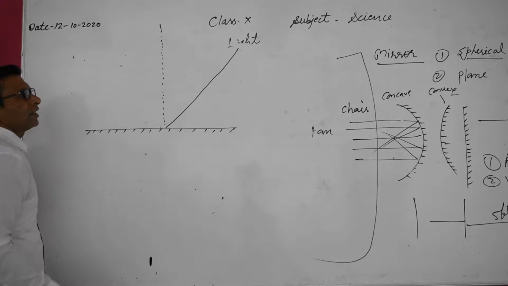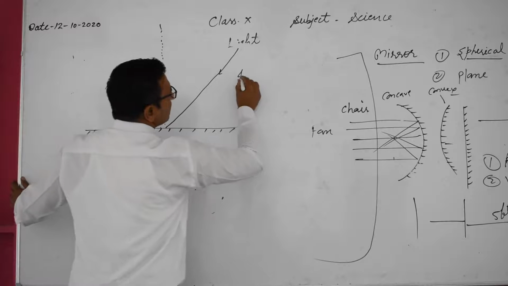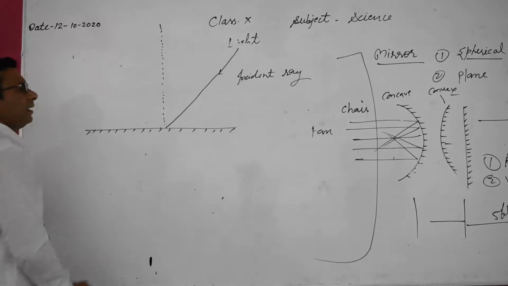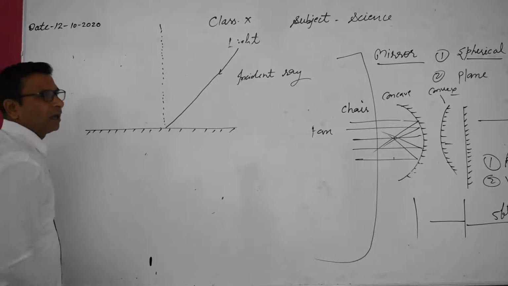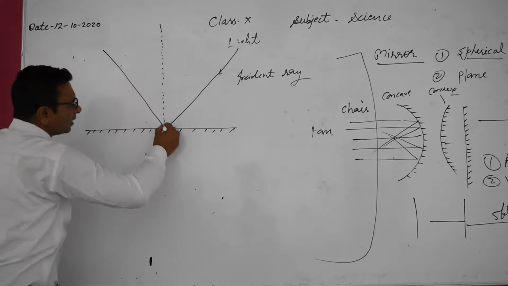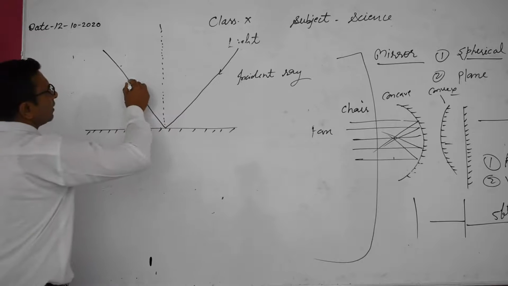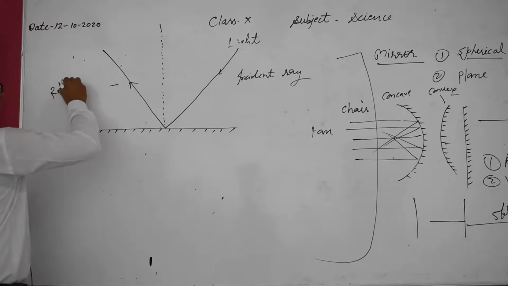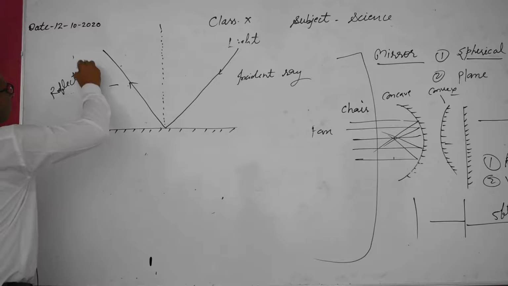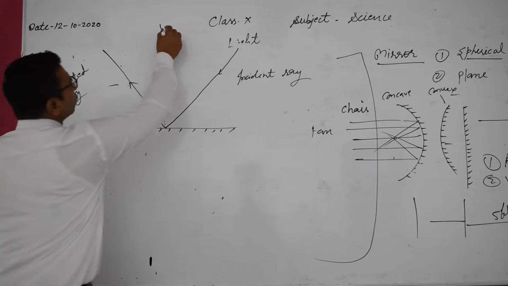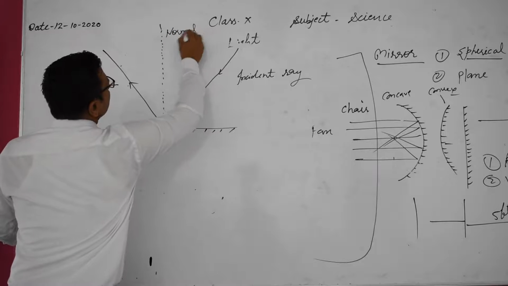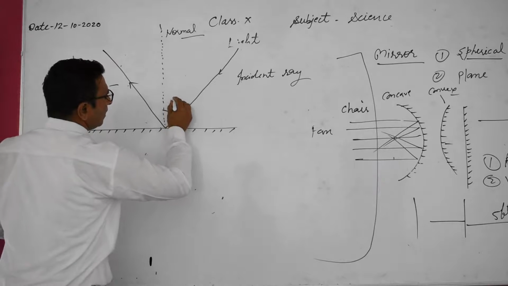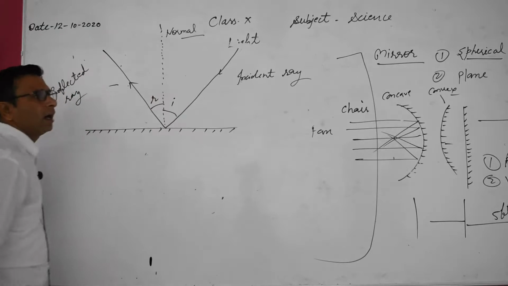Now a ray falls on the surface, and it is called the incident ray. And after reflection, it will move in another direction, and it is called the reflected ray. And this is called the normal. And I want to tell you one more thing. It is incident angle I, and it is reflected angle R.